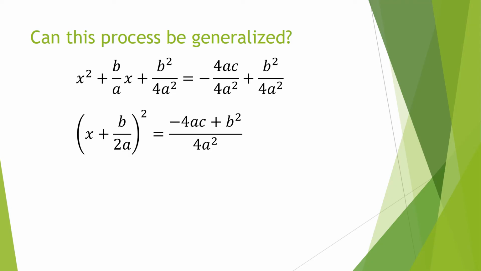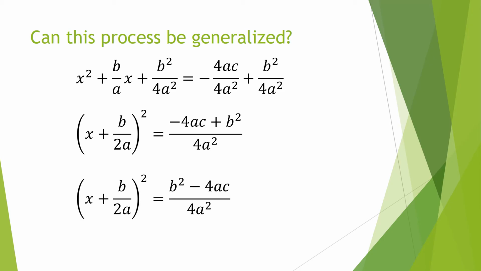And also on the left side, we've shown that that whole trinomial there is really x plus b over 2a quantity squared. That's our reward for doing the completion of the square. Now, one other step that I'm going to do here is put the b squared term first in the fraction on the right side, so that it reads b squared minus 4ac all over 4a squared. At this point, some of you may be seeing something familiar.